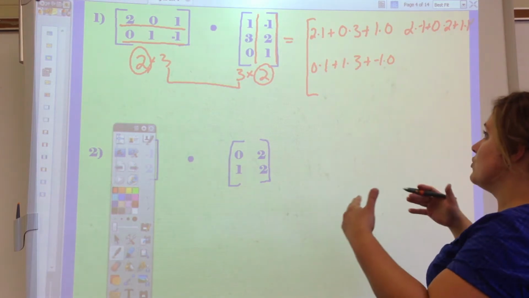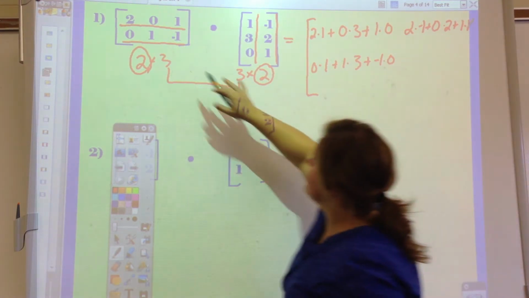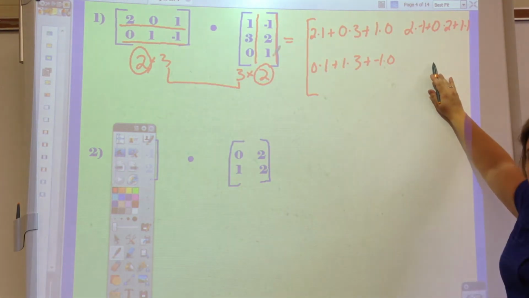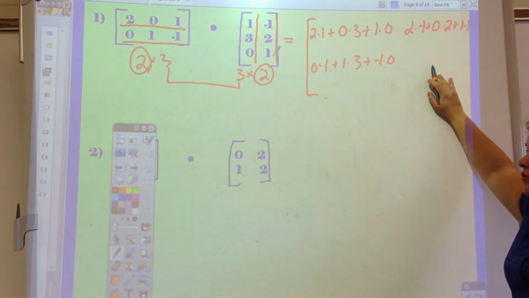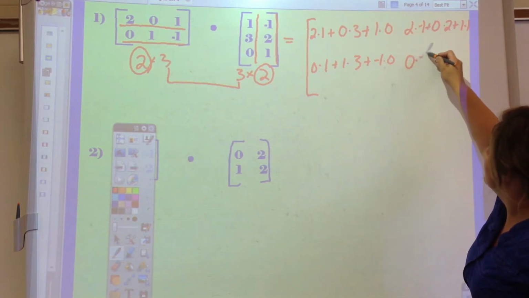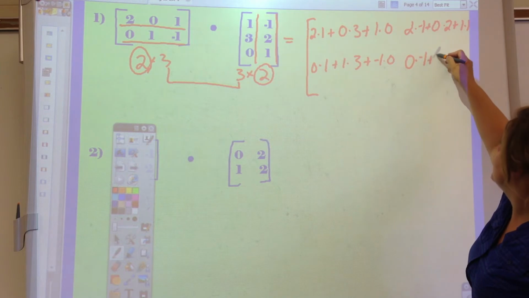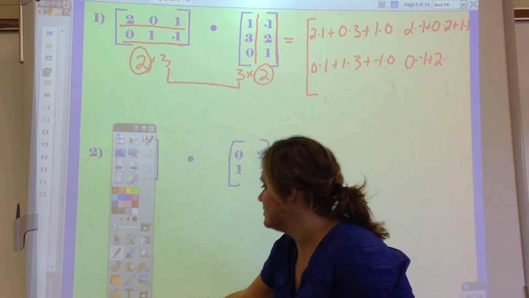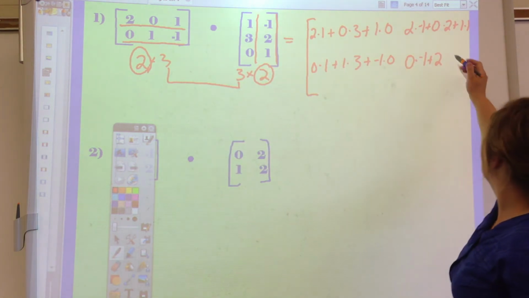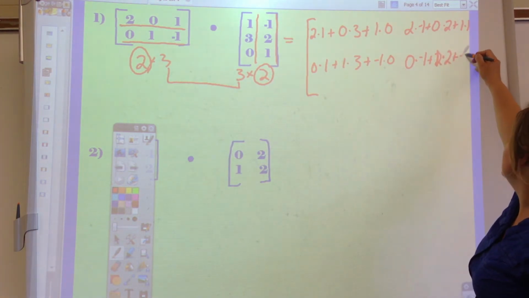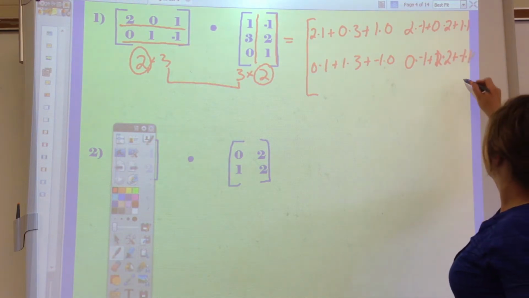And then I, of course, go down a row. Now I'm taking this second row by the second column. And you can see that my entry is in the second row, second column. So I will have 0 times negative 1, plus 1 times 2, plus negative 1 times 1.